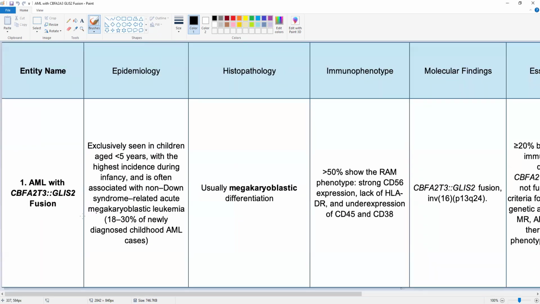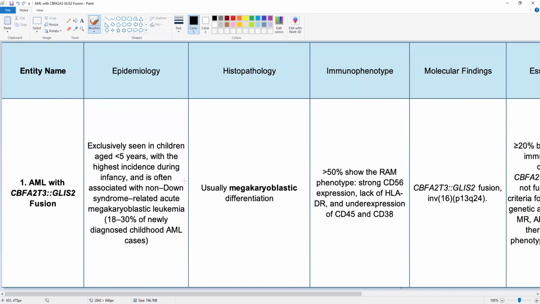The first entity that I'm going to cover is AML with CBFA2T3-GLIS2 fusion. This entity is exclusively seen in children aged less than 5 years with the highest incidence during infancy and is often associated with non-Down syndrome-related acute megakaryoblast leukemia, which comprises about 18 to 30% of newly diagnosed childhood AML cases. So out of this, I want you to remember that it's seen in children less than 5 years and usually has a megakaryoblast differentiation.